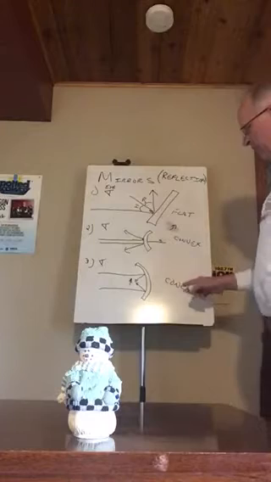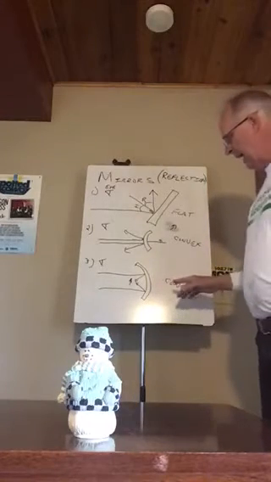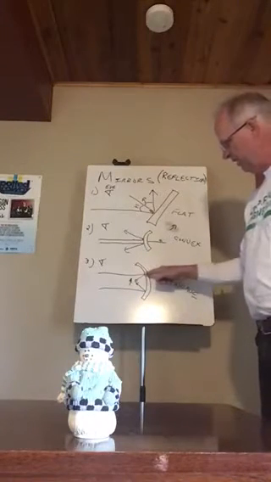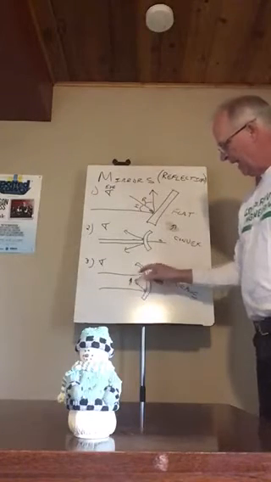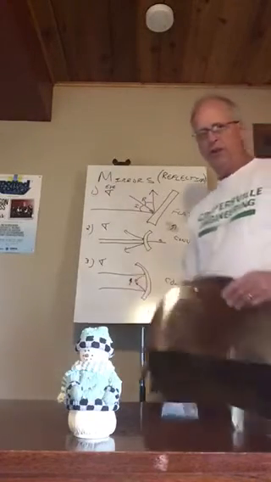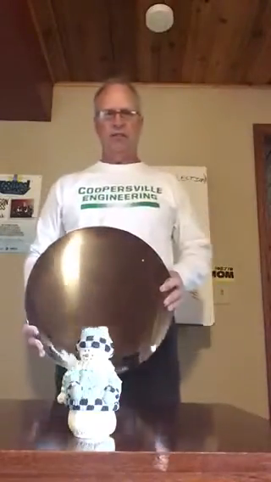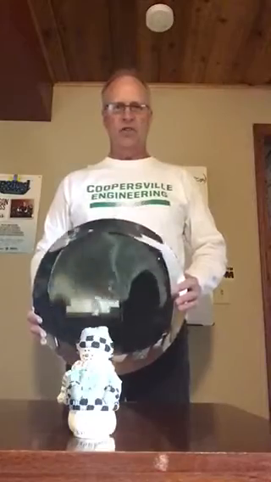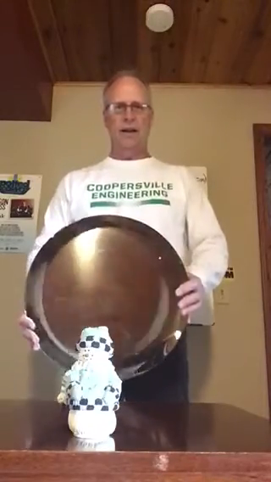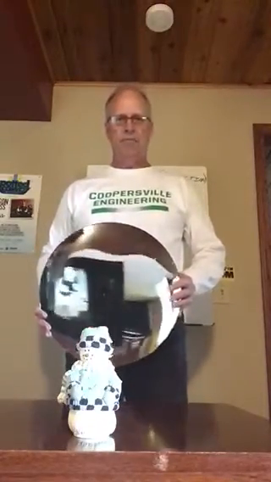This is a concave mirror. In a concave mirror, the angle of incidence and the angle of reflection will go to the center. And so the image will be out in front of the mirror. Now, this is even hard to get, but you'll see the snowman eventually here. Right there he is. Okay, now look where he's at.